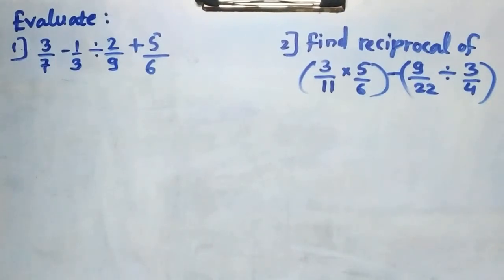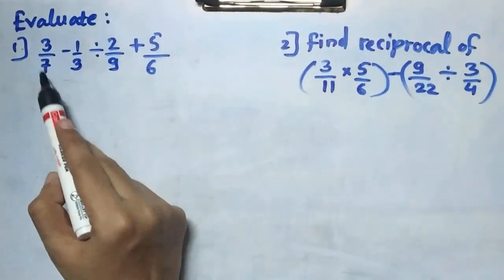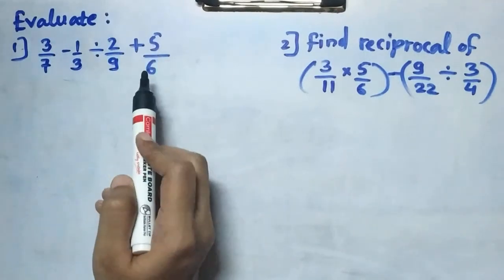Welcome back, dear students. Today we are going to simplify and evaluate the following rational numbers. Let's start. These are the evaluation questions of rational numbers. First is (3/7 − 1/3) ÷ (2/9 + 5/6).